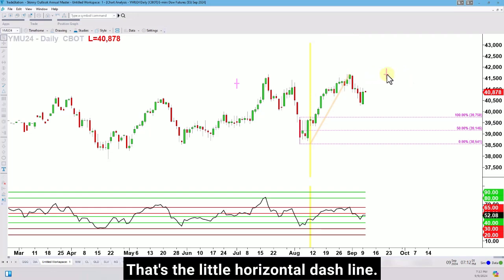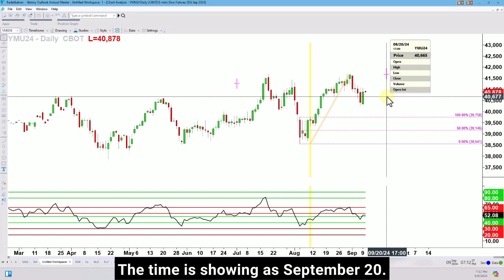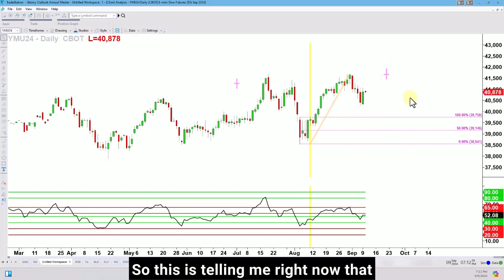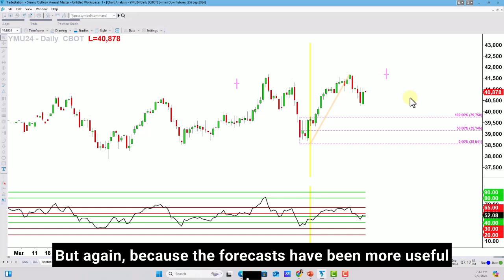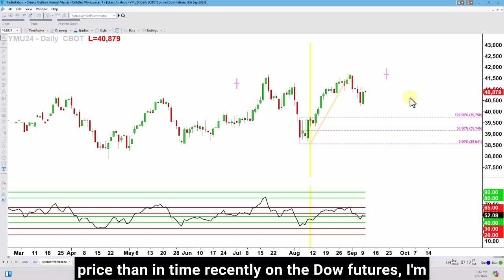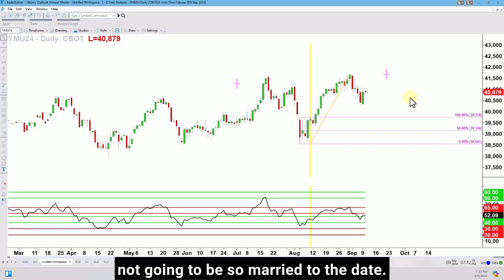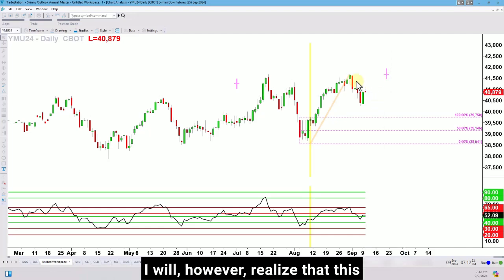That's the little horizontal dash line. The time is showing as September 20th. So this is telling me right now that September 20th is potentially an important date. But again, because the forecasts have been more useful in price than in time recently on the Dow futures, I'm not going to be so married to the date. I will, however, realize that this is a very important resistance level.